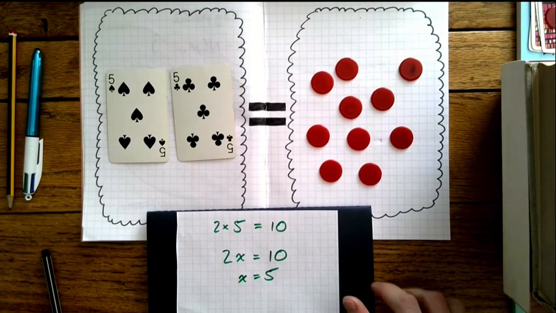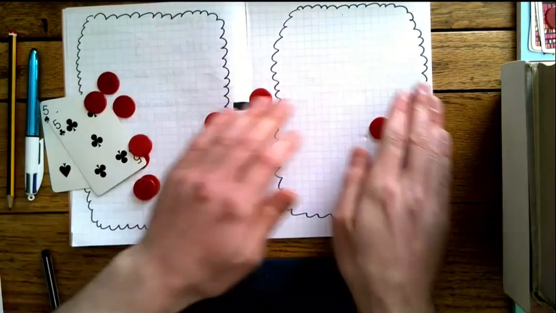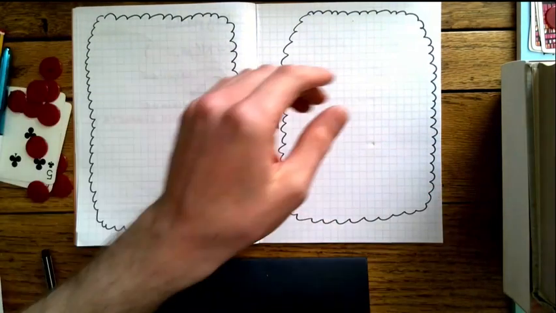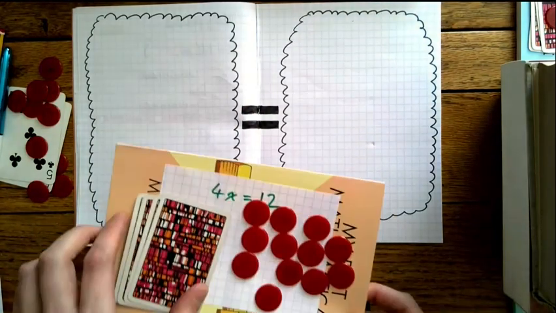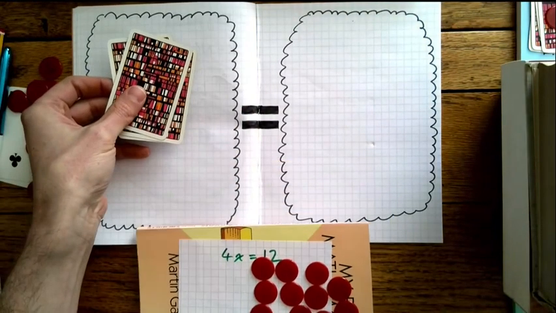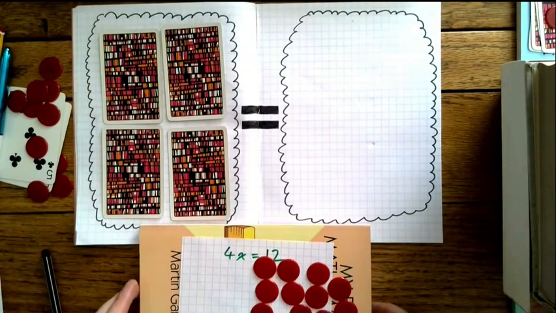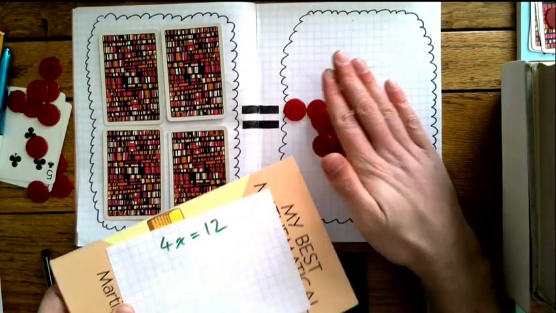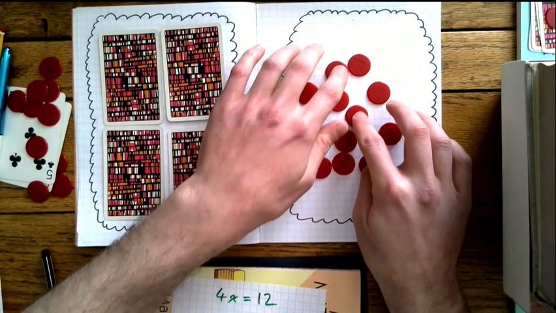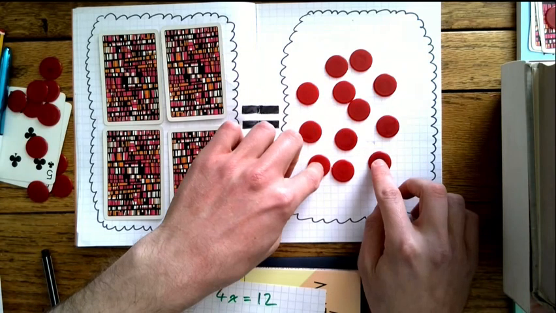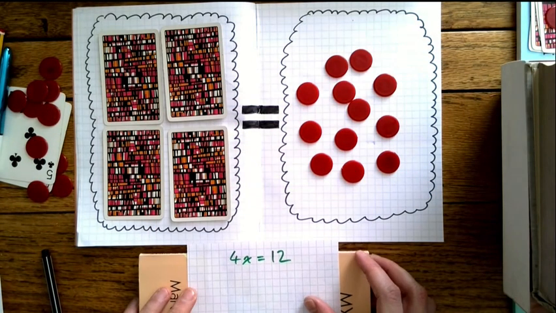I'm going to give you another one of these now, but with the cards already turned over. Okay. Here we go. I have 4 cards for you here, and they equal 12. Just count those for me and check that there's 12. I think there are. There we go. And I've written down the equation for you here as well.